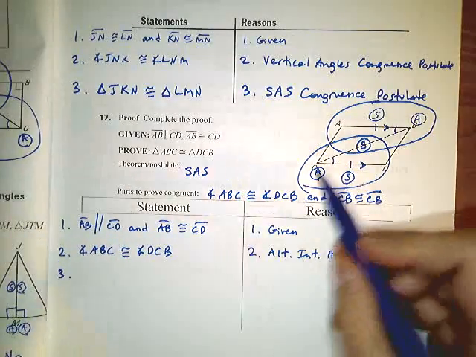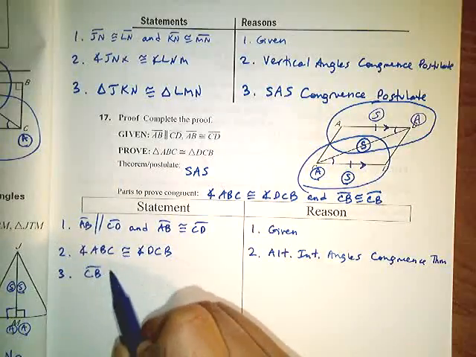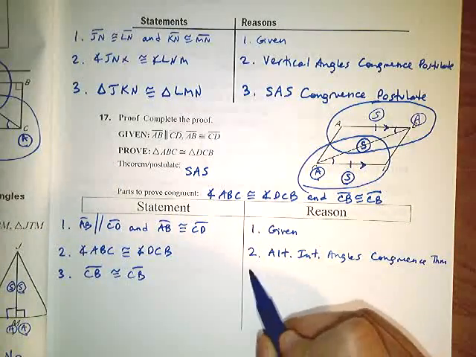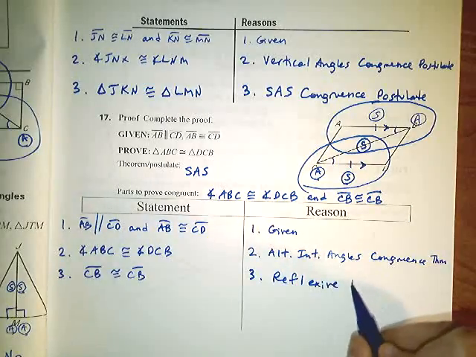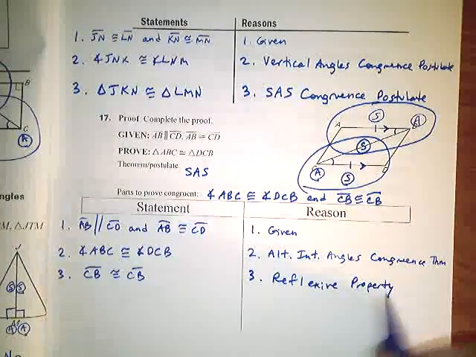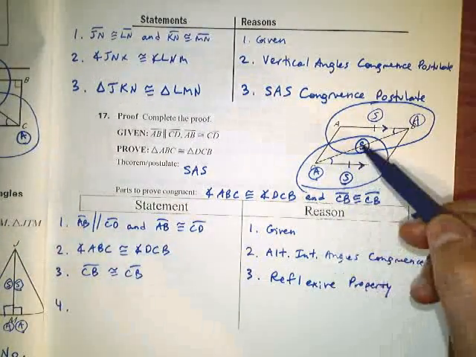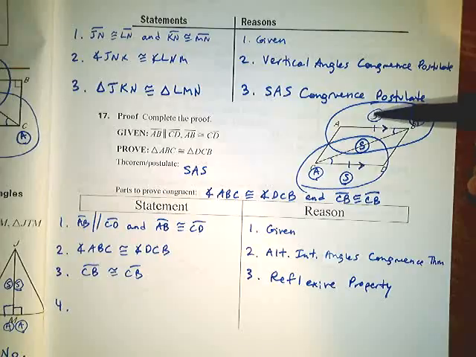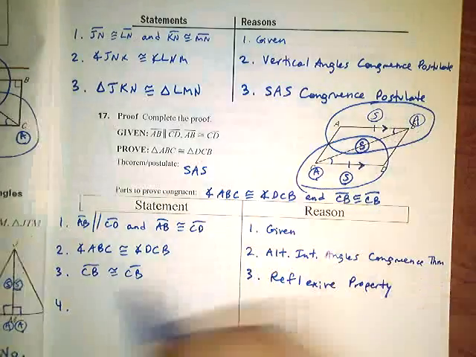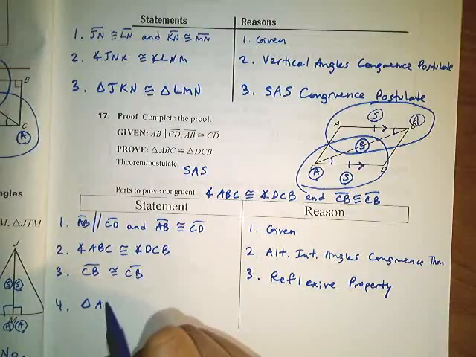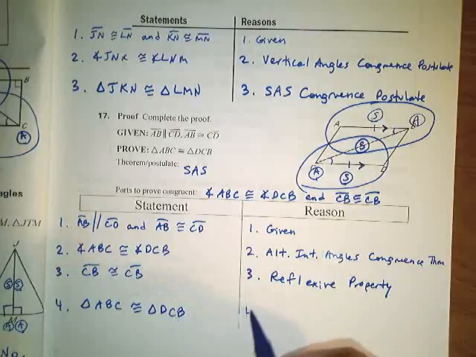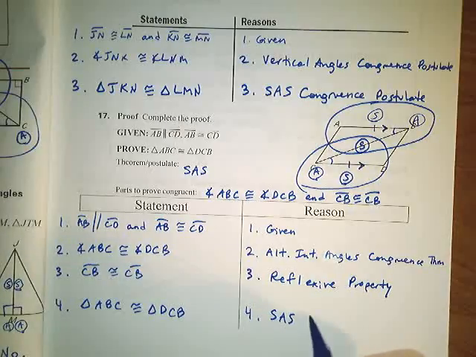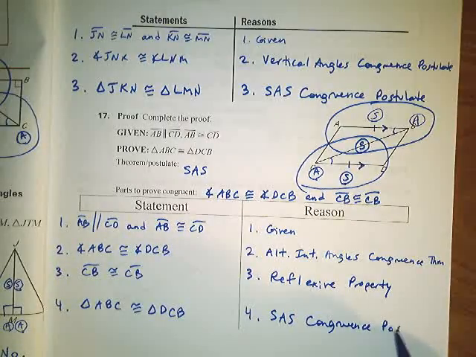And this side is congruent to itself. CB is congruent to CB by the reflexive property. It says that anything is going to be congruent with itself. And then finally, I have established a side angle side here on the bottom triangle, congruent to side angle side here on the top triangle. So triangle ABC is congruent to triangle DCB based on the side angle side congruence postulate.